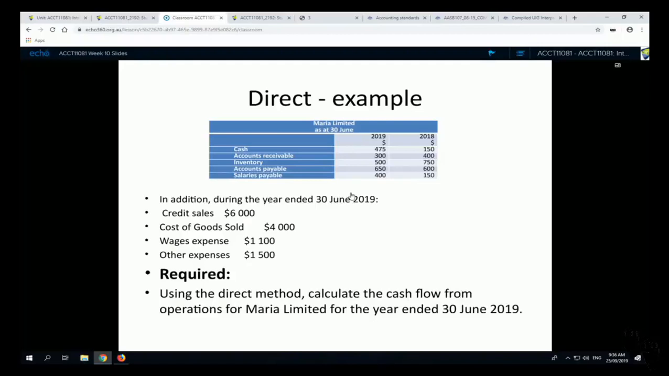If you're one of the memorizing people, just remember: add the accounts receivable opening balance minus the closing balance, and add that to credit sales. That's how I get my cash receipts from customers. That's fine. Just remember the formula. It will still work for you. If you don't understand the logic behind it, just remember the formula.